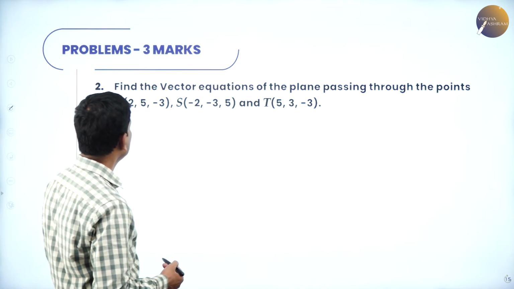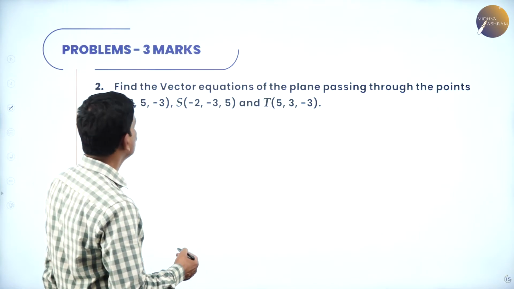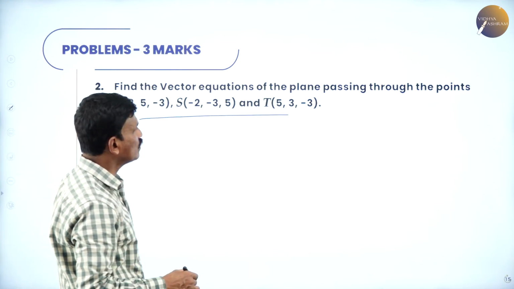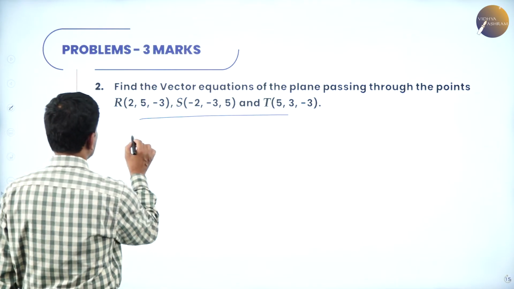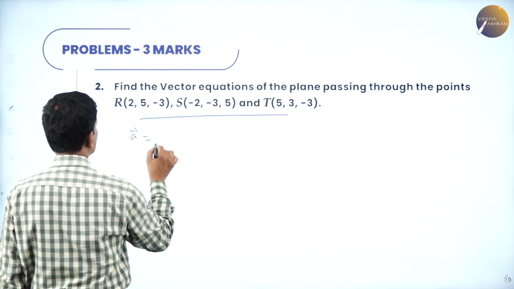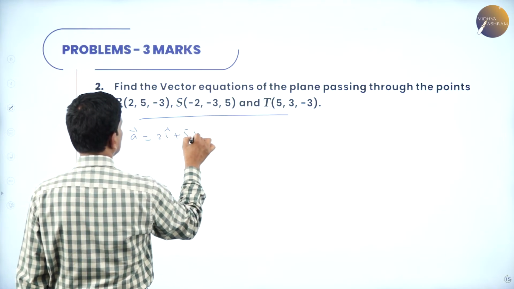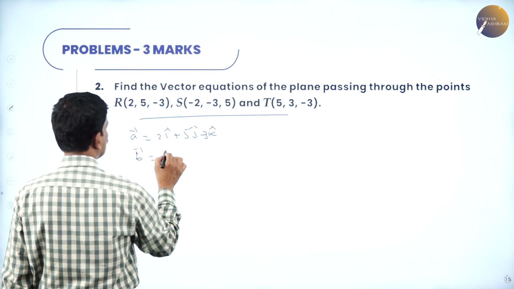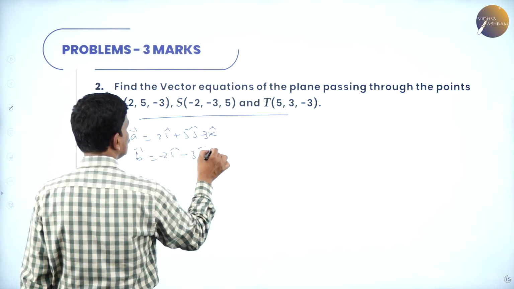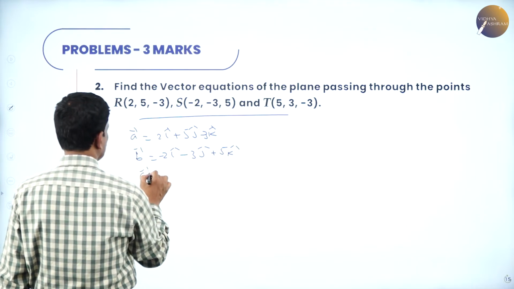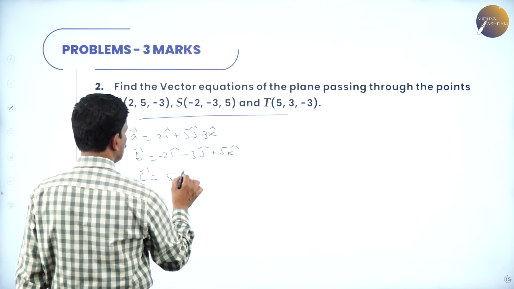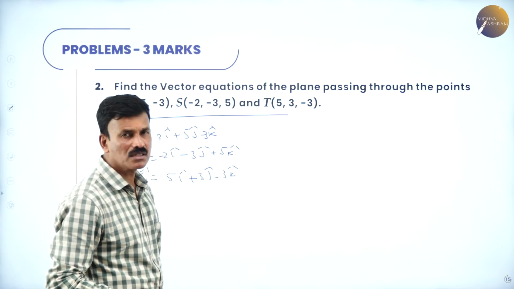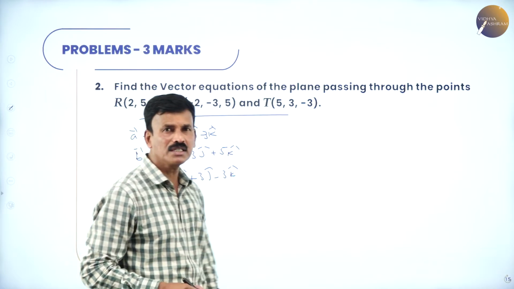Now, let us come to the next problem. Find the vector equation of the plane passing through three points. What are the points given? The position vector of R is vector a = 2i + 5j - 3k, the position vector of S is vector b = -2i - 3j + 5k, and the position vector of T is vector c = 5i + 3j - 3k. These are the position vectors of R, S and T as vectors a, b and c.